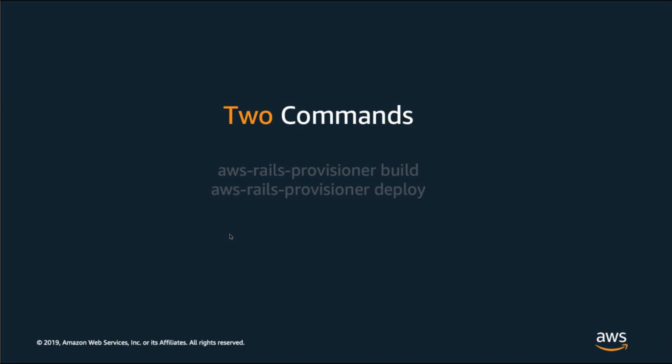We have just briefly mentioned those two commands, but I want to do a bit more explanation there. The AWS Rails Provisioner build command is doing the code generation for AWS CDK stacks and building those resources as templates. When you are running the deploy command, this is where actual AWS resources start to be provisioned. And actually, you can see those taking effect in the CloudFormation console.